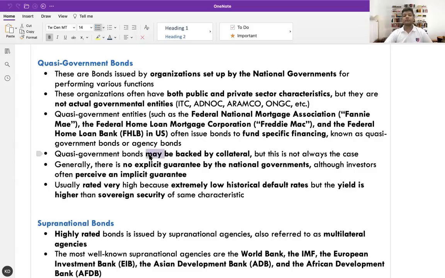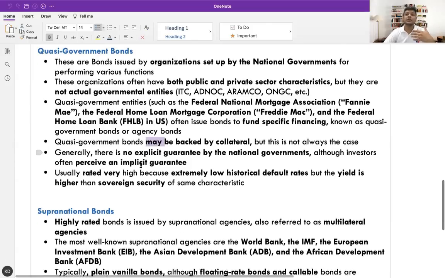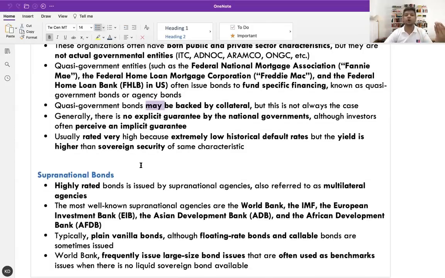So a quasi-government bond may be backed by collateral, but that's not always the case. Generally, there is no explicit guarantee by the national government, although investors presume that there is an indirect guarantee in the form that they will be bailed out by the government, right? They are usually rated very high because of an extremely low history of defaults, but the yield is definitely going to be higher than the sovereign bonds. Still, it's considered to be relatively less than a typical private sector or corporate bond. Am I clear, everyone? Correct. Everyone clear with sovereign bonds, non-sovereign bonds, and quasi-government bonds?